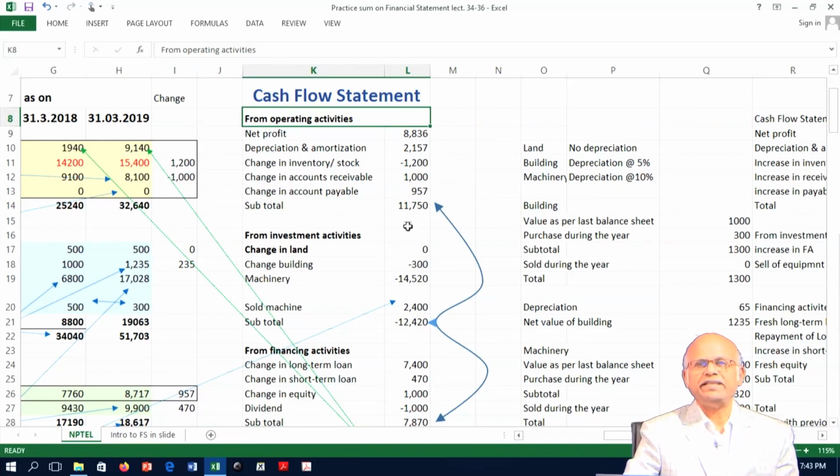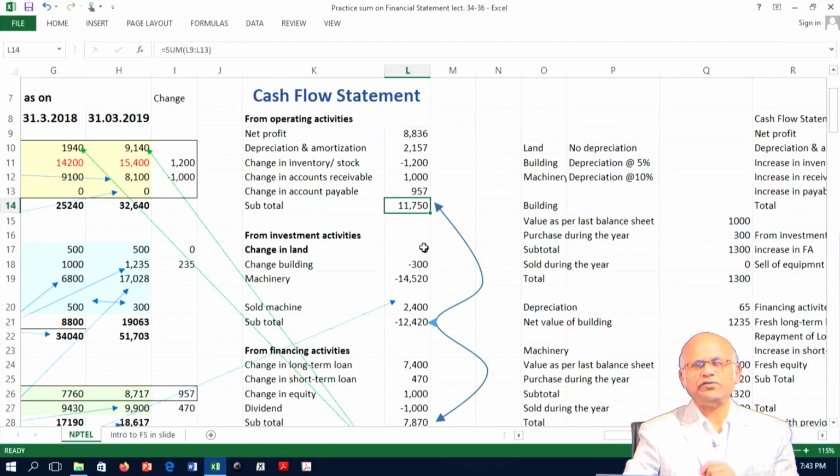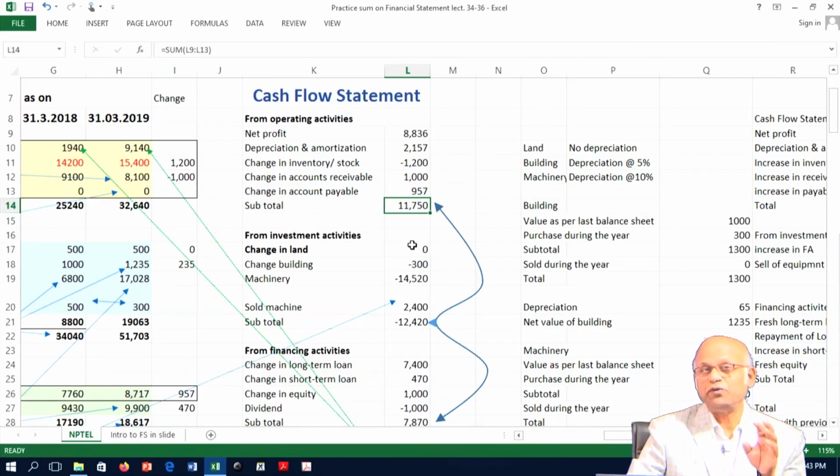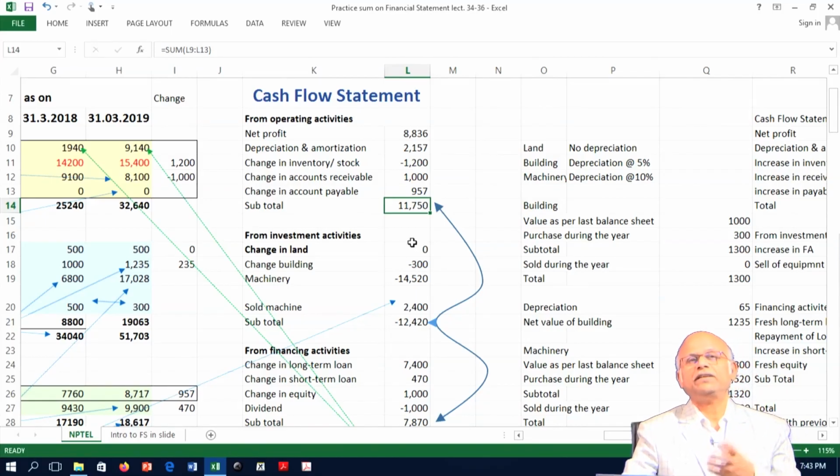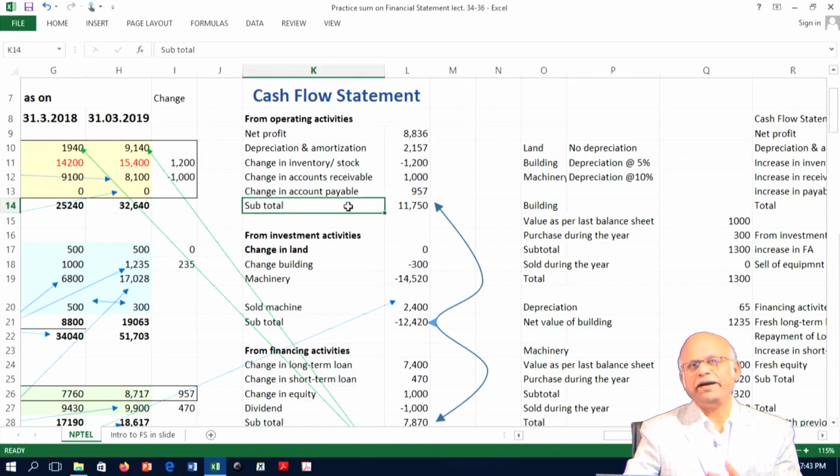Whereas, if you make a huge positive cash flow, like this one, an 11,750 positive cash flow from operating activities, this actually shows that you are better off compared to had it been a negative net cash flow from your operating activity. So, that gives comfort to the bankers in the sense that they think your business is doing good.